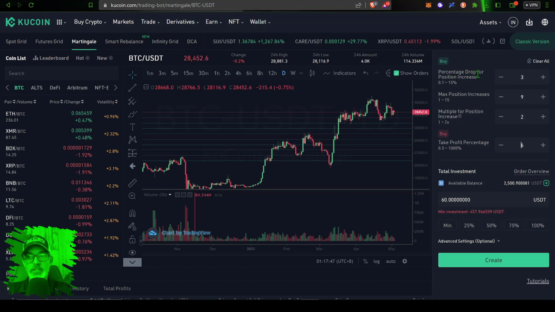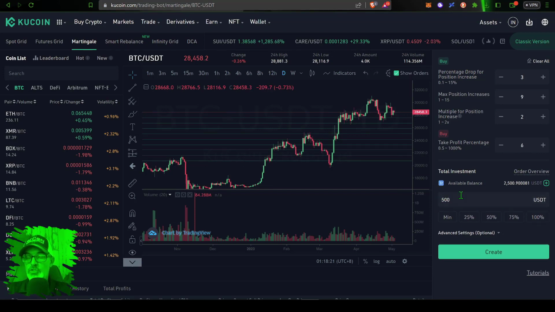I have my percentage drop of 3%. Max positions would be 9 positions, which are represented by the green lines on the chart. Multiple position increase, again, a 2x increase. Take profit percentage, I have set at 6. Now I need to give the bot a little bit of ammo to go to battle with. You can see the minimum investment amount is 457 in order to fulfill all of these orders. So let's just go ahead and give the bot 500 USDT.